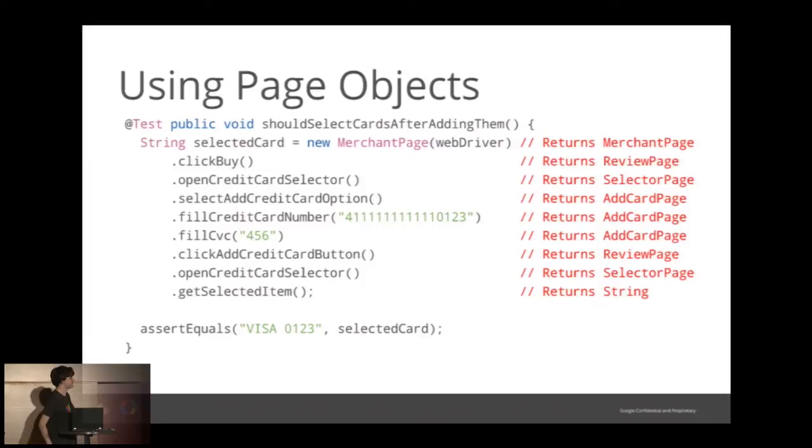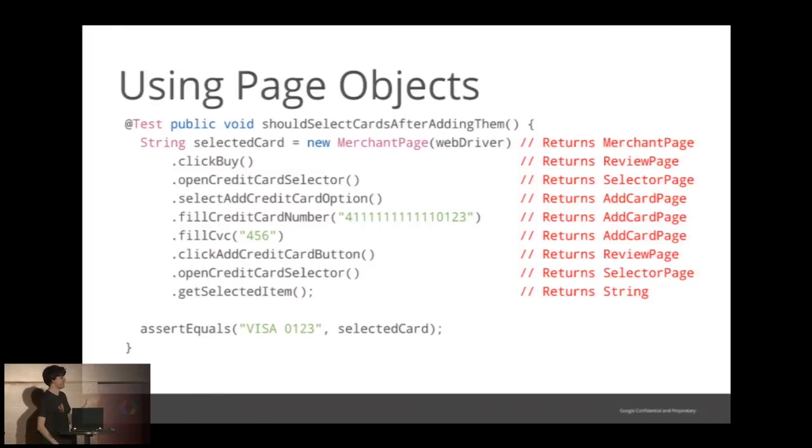And this might seem a little magic at first, that you can just write it out as a script like this, but the reason it works is that you have these precisely defined return values on all of your page objects. And I've annotated over on the side here what each of these is actually returning. So again, starting with the merchant page, when you click the buy button, since that's going to take you to the review page, it returns this review page object. And then on the review page, there are several actions I can take, one of which is opening the credit card selector. That will return the selector page, and so on and so forth.